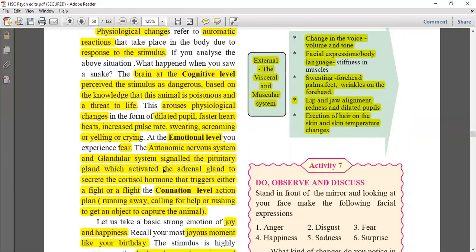Okay, your autonomic nervous system and the glandular system signal the pituitary gland. The pituitary gland gets a signal, which then tells the adrenal gland to secrete cortisol. So your autonomic nervous system and glandular system will signal the pituitary gland, which tells your adrenal gland to secrete cortisol hormone.